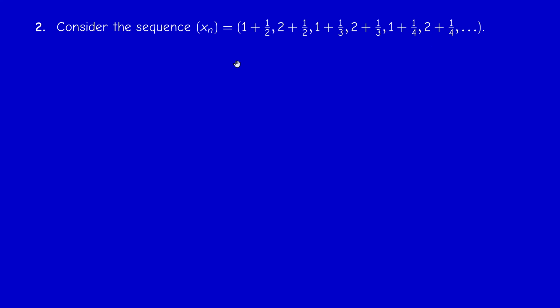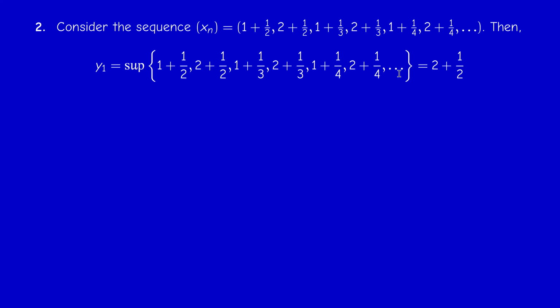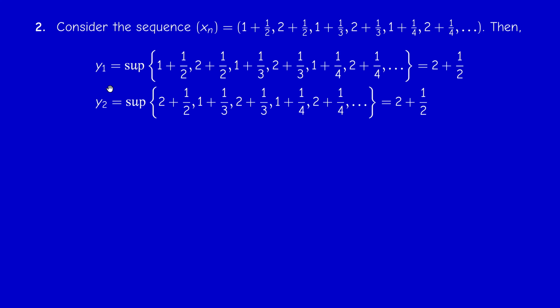Okay, now consider this. We start from n equal 1. So y1 is by definition the supremum. We start from 1 here actually. So this is x1, this is x2. So the supremum of this infinite set is of course 2 plus 1 half, because all other elements are strictly less than 2 plus 1 half. Okay, so it's just the second term. If you move to y2, we start from the next term, x2, x3, etc. So once again, the sup is 2 plus 1 half.